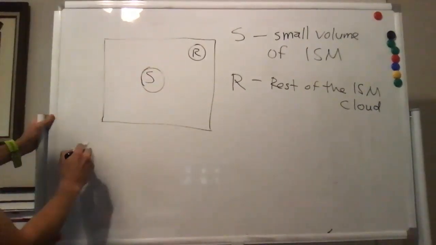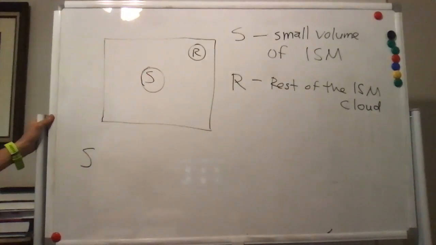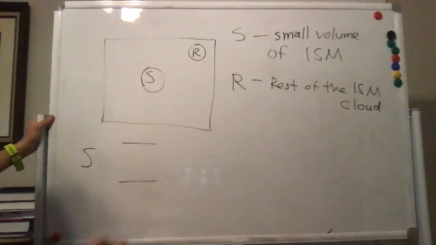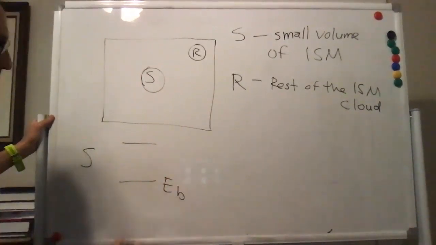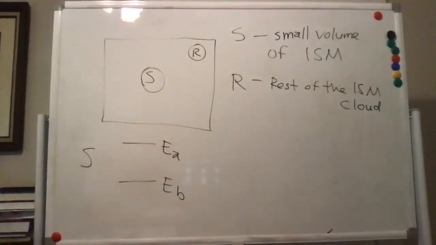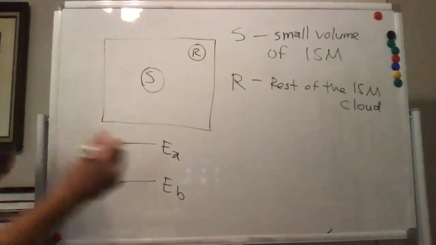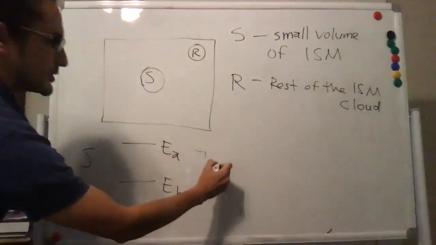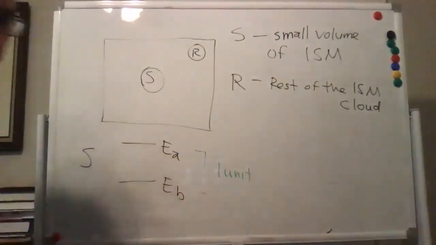So S is going to have two energy levels. The first one is the lower energy, EB, and the higher energy is EA. So let's assume that the difference between these two is 1 unit of energy.